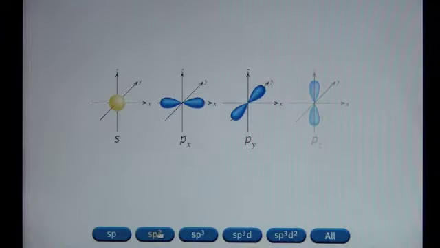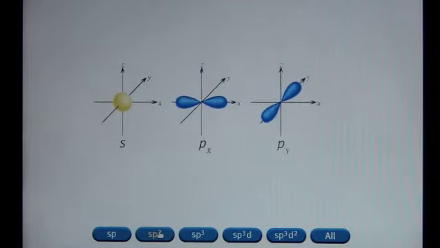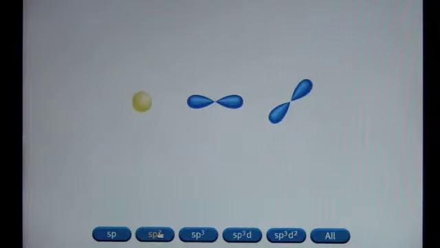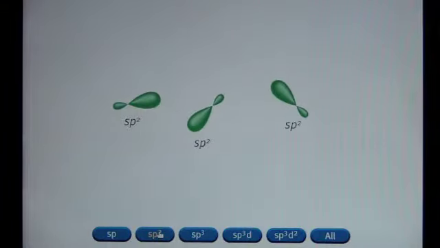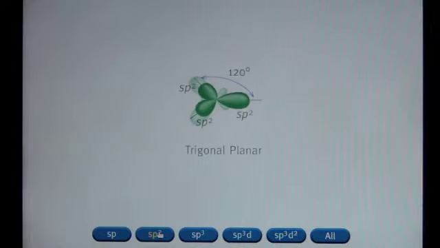In making sp2 hybrids, you take one s orbital and two p orbitals, and then you hybridize them together, and upon hybridization you get three equivalent sp2 hybrid orbitals. The electronic geometry for three areas of high electron density once again will be the trigonal planar arrangement, bond angles 120 degrees.